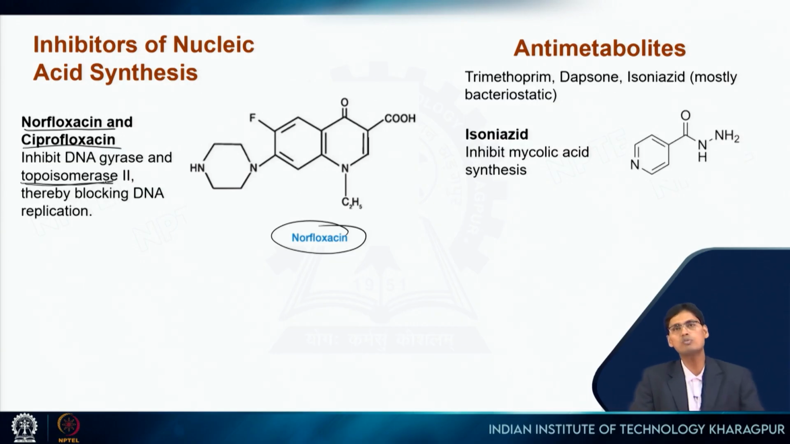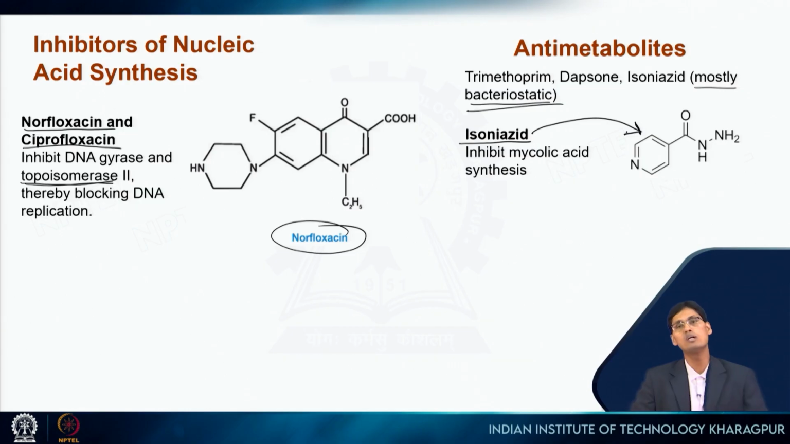And some other group of antibiotics are called antimetabolites. So for example, trimethoprim, dapsone, and isoniazid. They are common examples of antimetabolites, and I should also mention most of them are bacteriostatic, right? They just prevent the growth of bacteria. And particularly, I would focus on isoniazid. So this is the isoniazid structure. It inhibits mycolic acid synthesis. So what is mycolic acid?